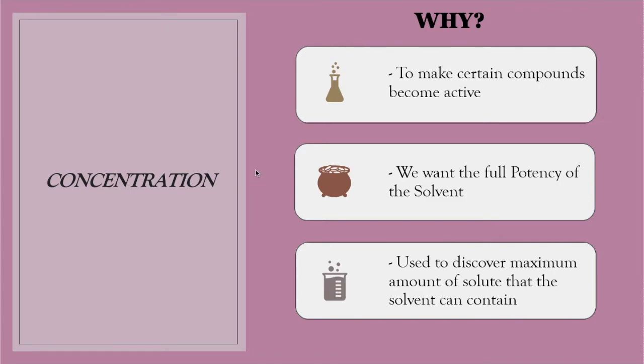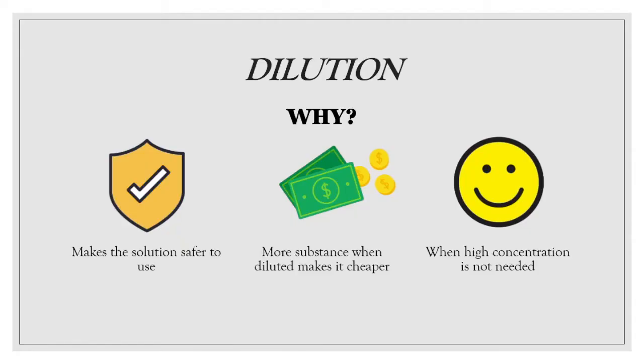So, why do we want a concentrated solution? There are some reasons as to why, and one of the reasons is to make certain compounds become active. Some compounds do not become active unless they are concentrated to a point. Another reason is that we want the full potency of the solvent. So we want to see how the solvent is acting when it has the most amount of solute. And the last one is we use it to discover the maximum amount of solute that the solvent can contain. So our next slide will then be on why do we dilute substances.